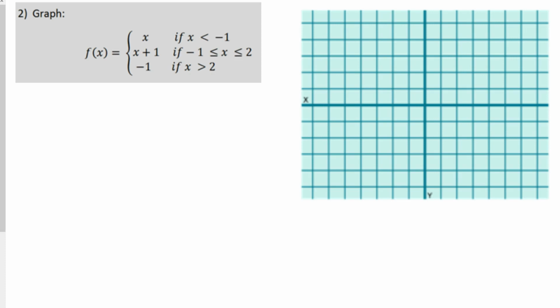Here's another example, and this time we have 3 pieces. So let's imagine what those pieces look like. The top piece is the line y equals x. It's a part of the line. It's a piece of the line. So we know what that would look like by itself.